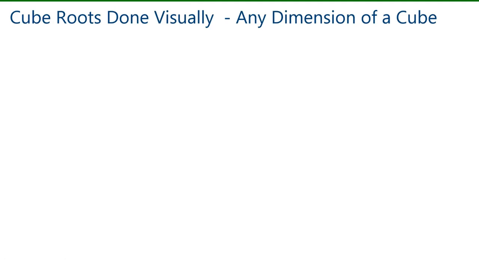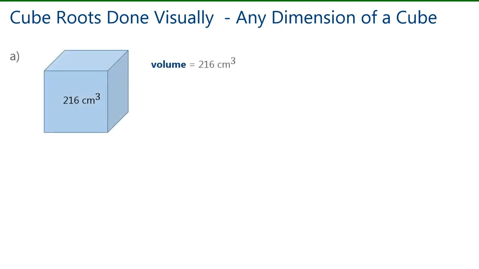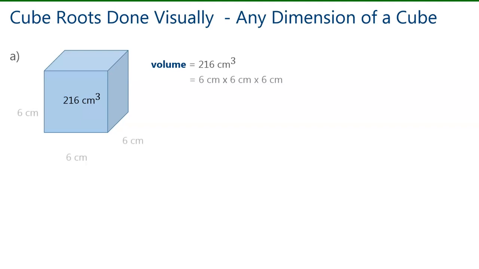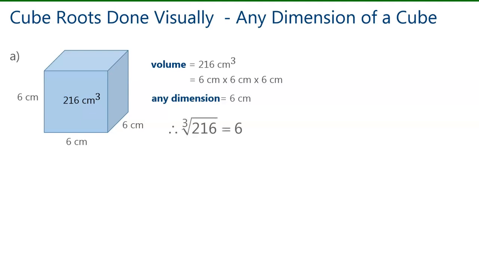Cube roots can be interpreted visually as any dimension of a cube. For example, consider a cube with a volume of 216 cubic centimeters. You need to think to yourself, what number times itself 3 times would give you 216? That number would be 6. So 6 times 6 times 6. So any dimension for the cube would be 6 centimeters. That means that the cube root of 216 is that dimension, 6.